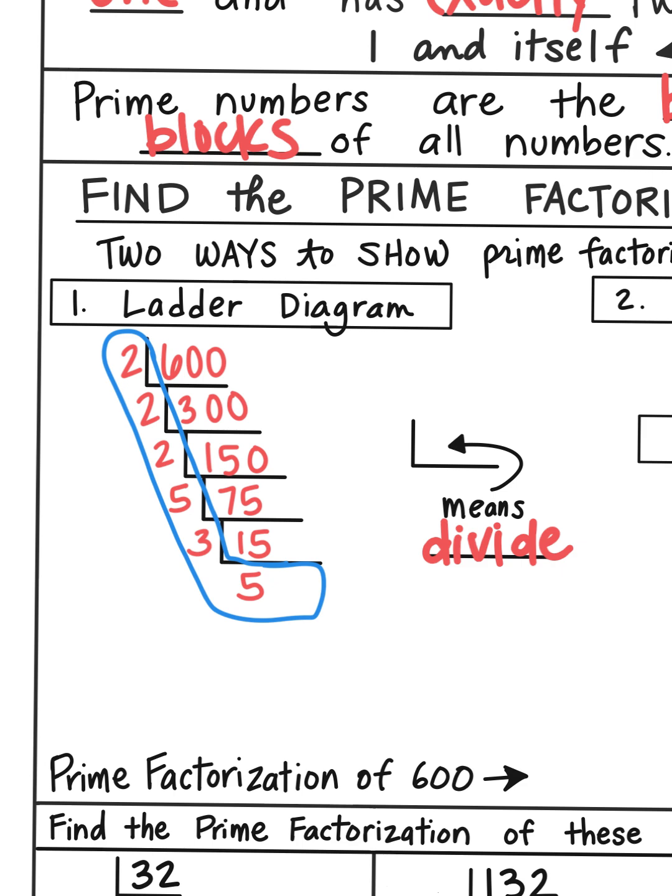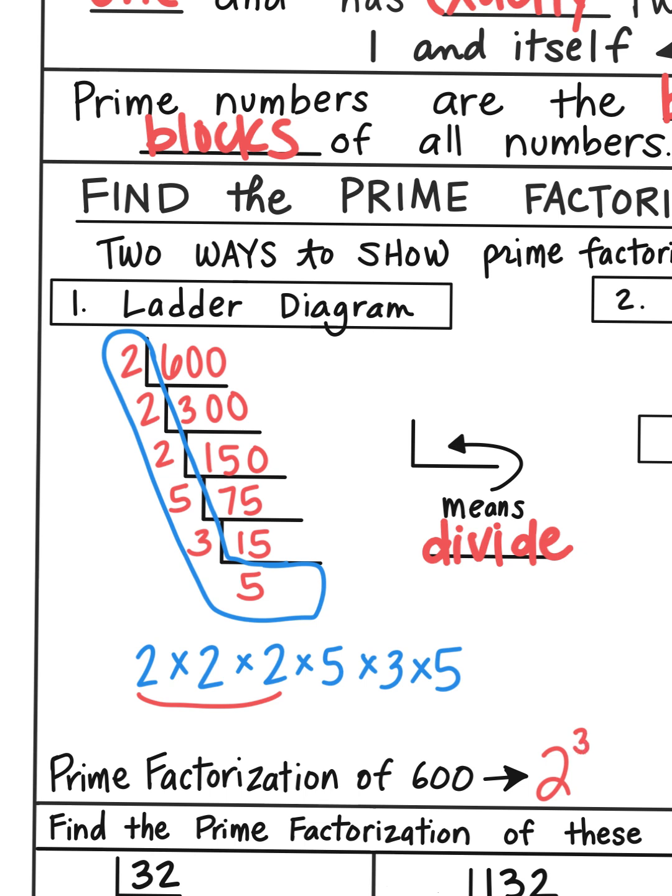So when I go to piece it all together, I have 2 times 2 times 2 times 5 times 3 times 5. If I multiplied all of those together, I'd end up with 600. That is your prime factorization. But what does that look like in exponential format? We talked about exponents yesterday. How many 2's do I have? 3. I have 3 2's. So that is going to be 2 to the 3rd power.